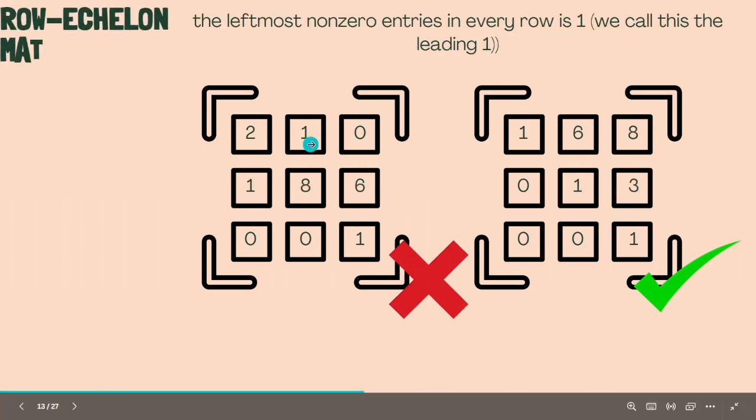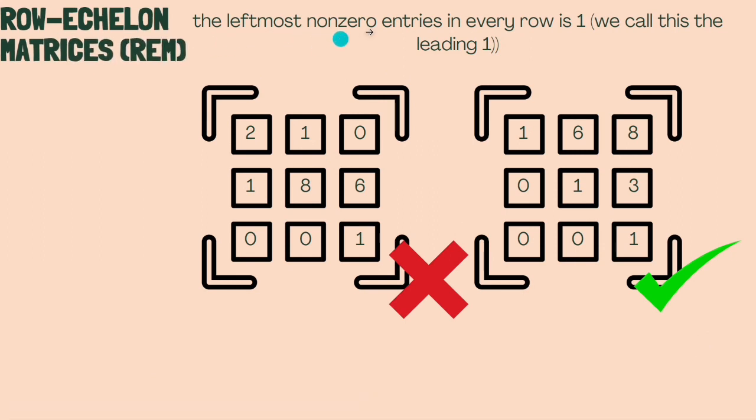And the second property says that the leftmost non-zero entry in every row is 1. We call this the leading one. As you can see here, the number 1 needs to be like stairs like this in order to follow this property, and it cannot be like this. Okay.